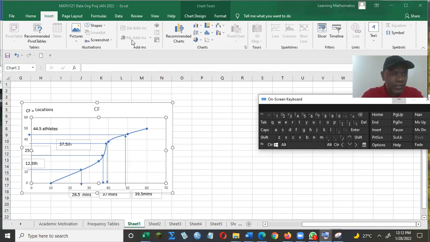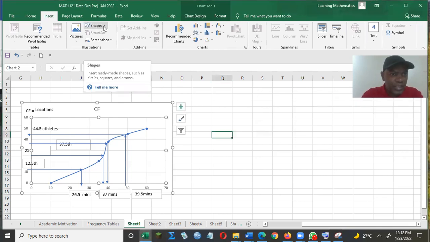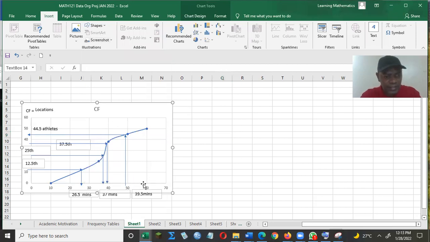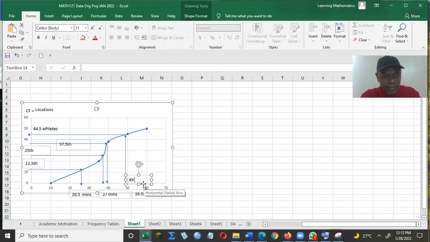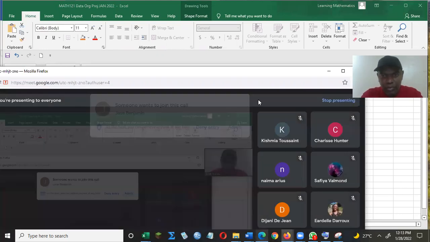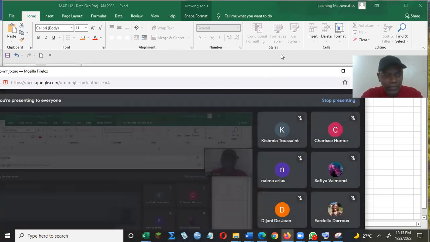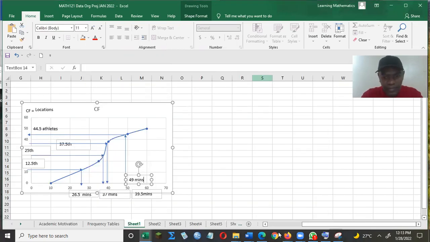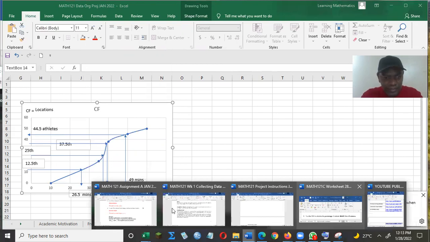We started at 49 on the horizontal axis. Let's put this in a text box, 49 minutes. So we have just created a new point. Here it is: 49, 44.5. When we go to our calculations now, 49, 44.5 athletes.